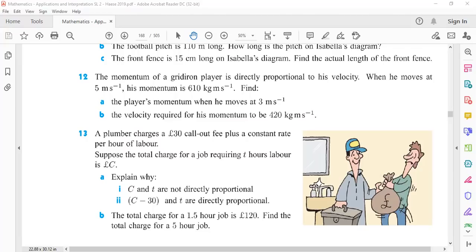Yeah, so I got it. So, what's the answer? I got 366 for A. Yeah, right. And B? 3.44. Right.